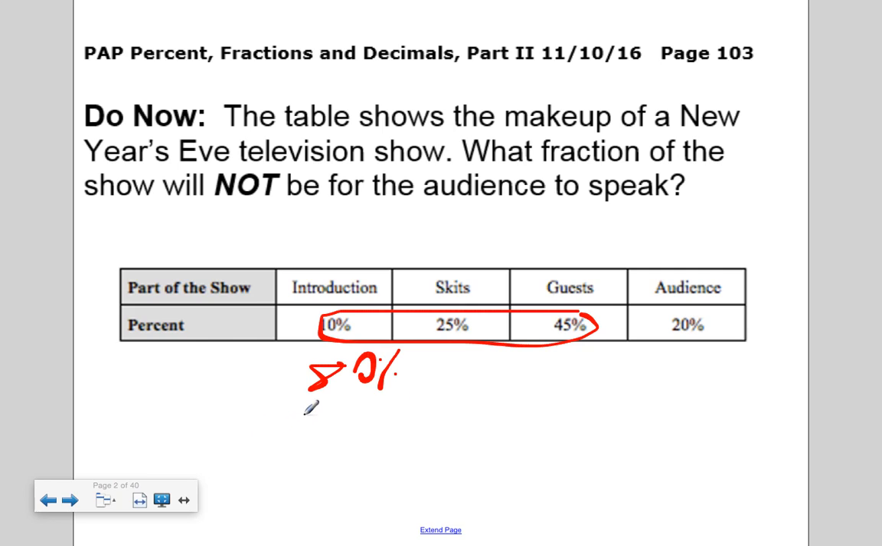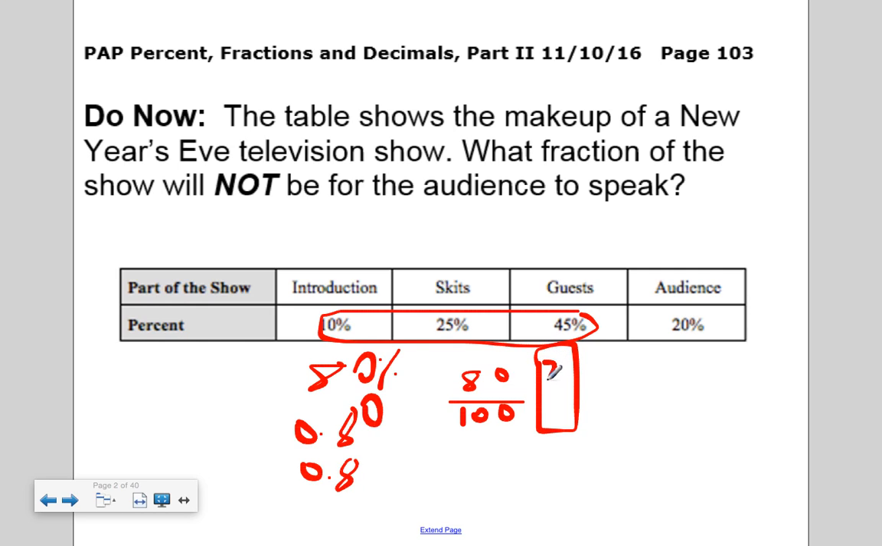Oh, I'm not done yet. What fraction? A percent means again 80 hundredths. And do I want to write this as a decimal? I shall. 0 and 80 hundredths. Is it okay to write it as 0 and 8 tenths? Do they mean the same thing? Yes, they do. So 80/100. Could I simplify this? Yes, I could divide both numbers by 20 and I would get 4/5. So 80%, 80 hundredths, 8 tenths, and 4/5, they're all equivalent.